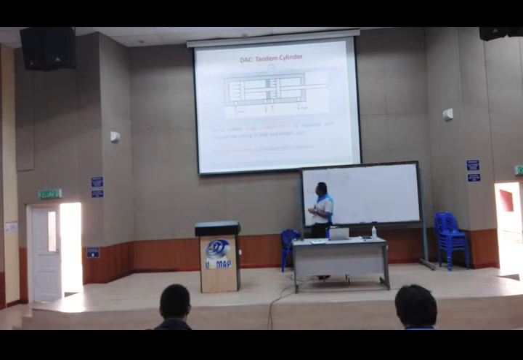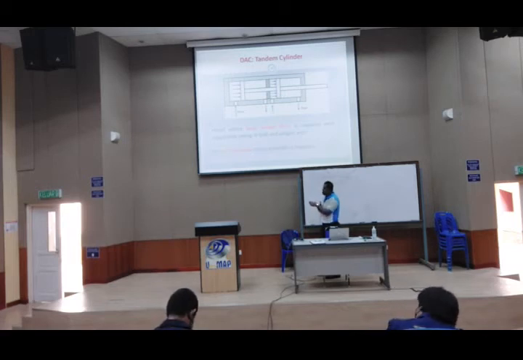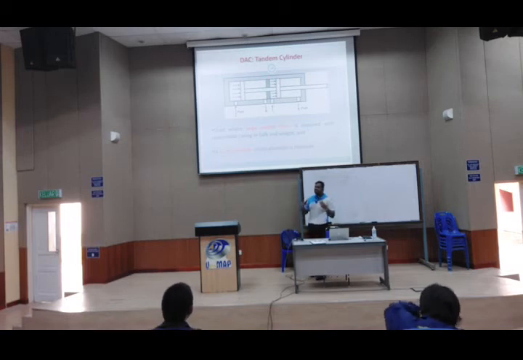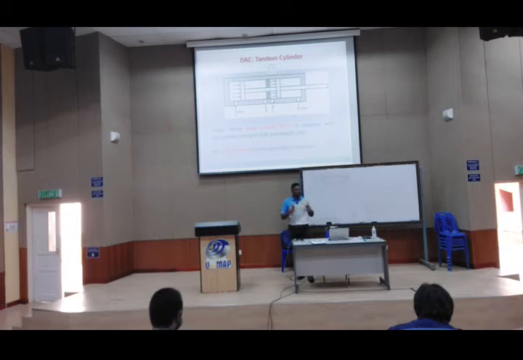Tapi dia ada satu disadvantage. Tadi dekat slide ni. I think the next slide. Okay. So a small diameter of assembly is required. So meaning you don't need to have a big cylinder. Sebab dalam tu dia ada dua cylinder. And it can double up your force. So tekanan ataupun the force of the cylinder will be double. So if a normal double acting cylinder can produce 10 kilonewton of force, yang ni boleh generate 20 kilonewton of force. Tapi size dia sama.